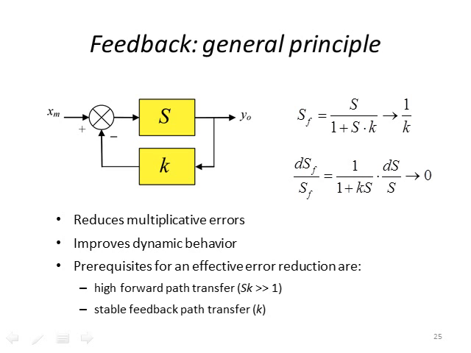Feedback, general principle. So in the feedback loop, please be able to make this simple calculation for the feedback loop, and then the change of the feedback loop with respect to the SF, and how it approaches zero. So the feedback in general reduces multiplicative errors that come through your system. It improves the dynamic behavior.